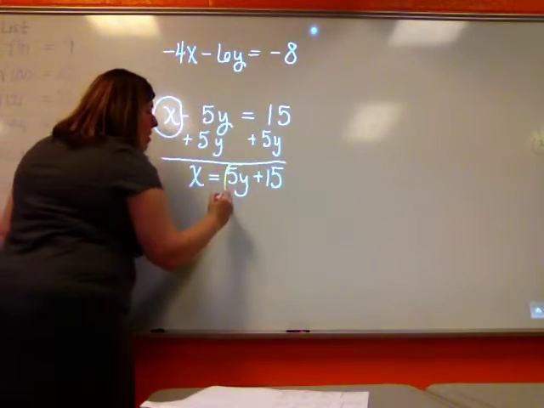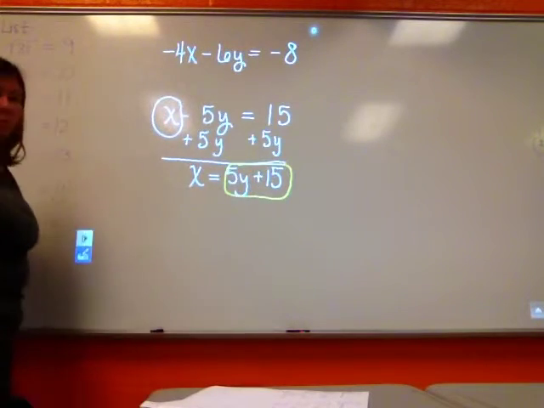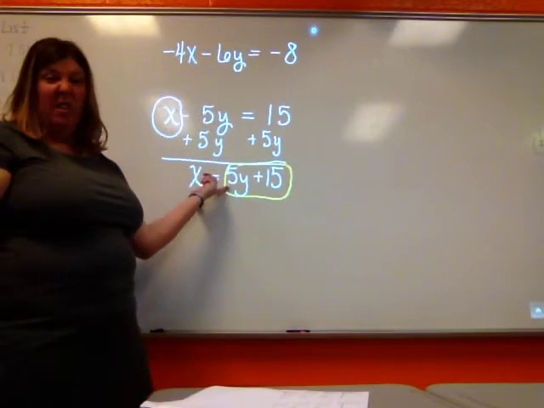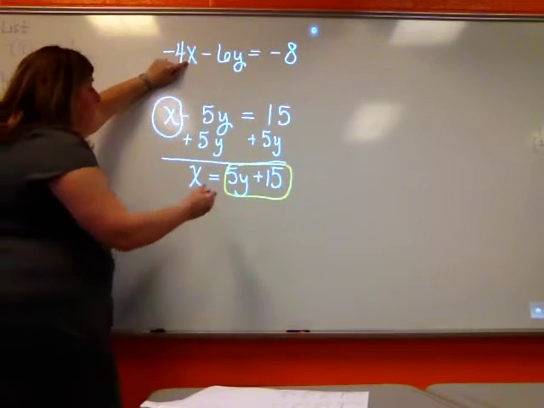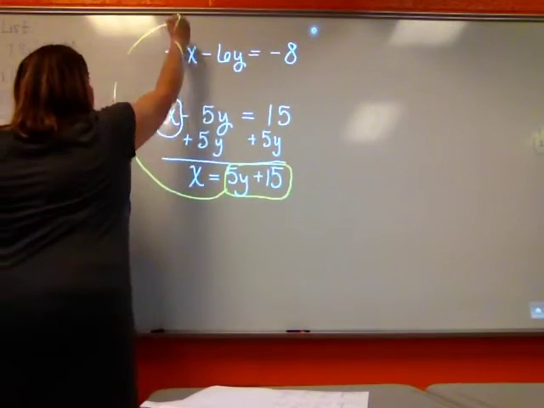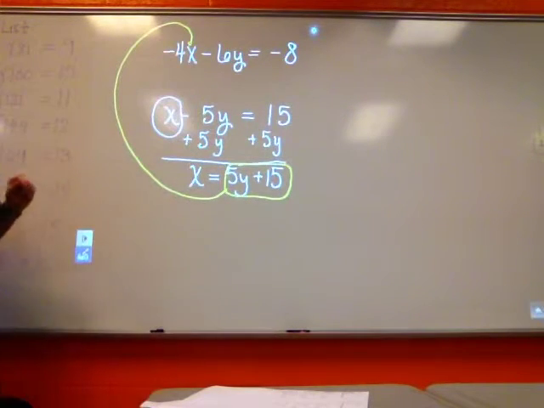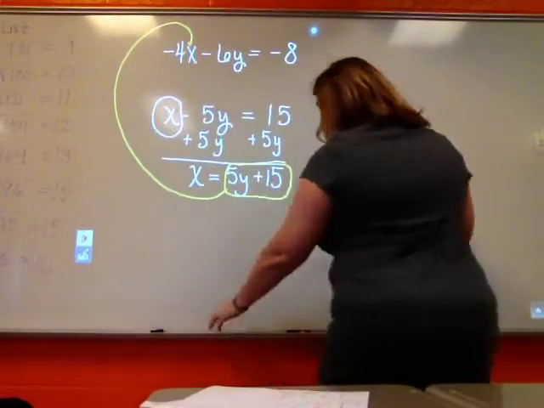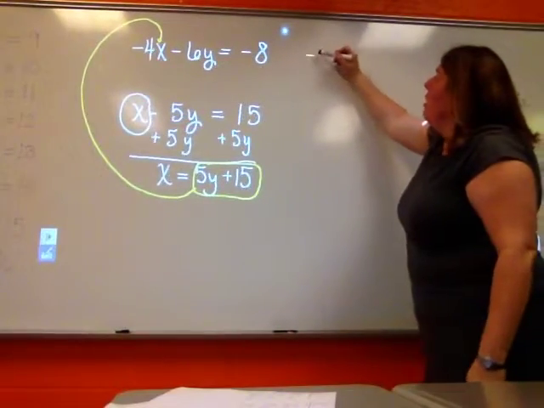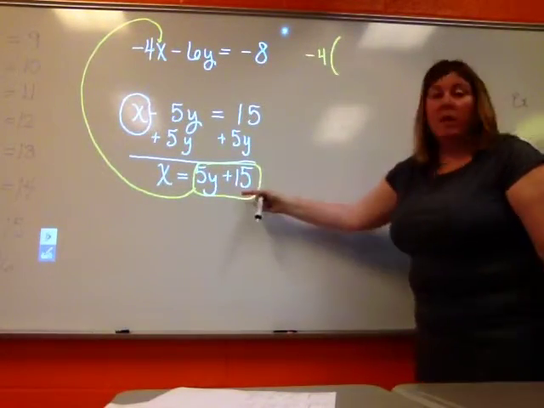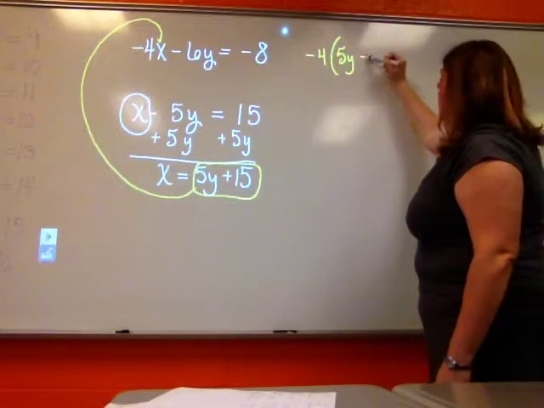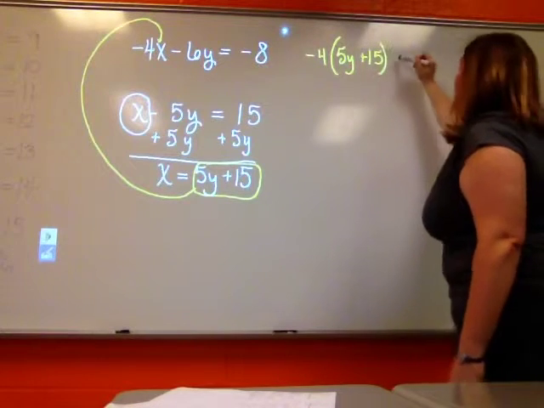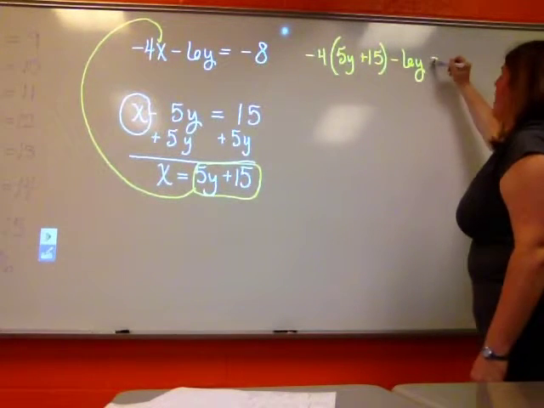I can take this that I just got, which is why if you miss this part, you're probably missing everything. But I can take this and I can replace it for x right there. So that whole thing drops into the x place. So what I have is a negative 4 times this whole thing. So 5y plus 15 minus 6y is equal to a negative 8.